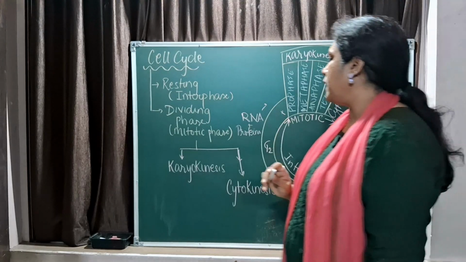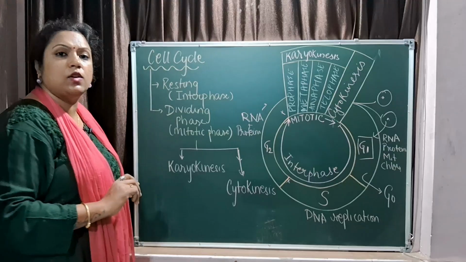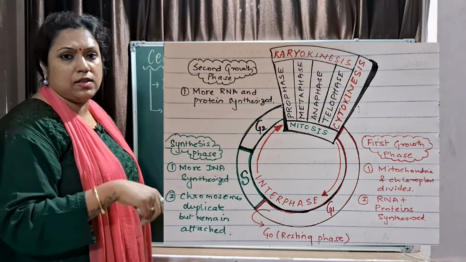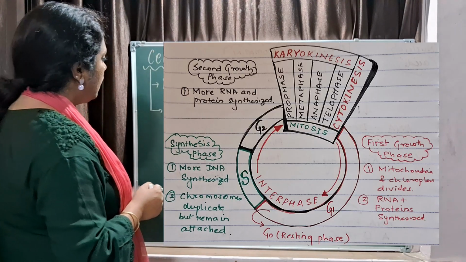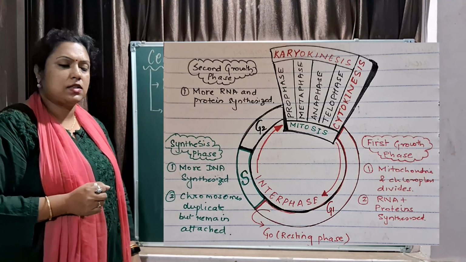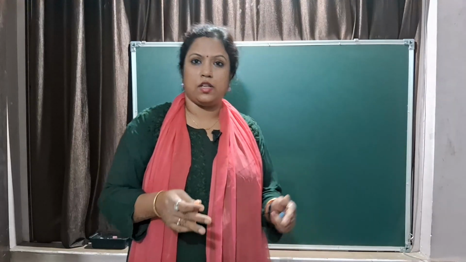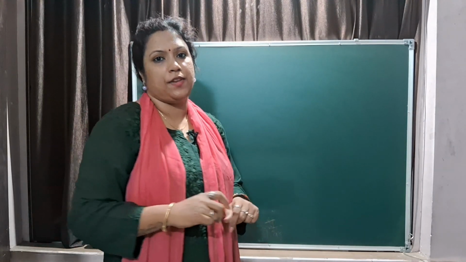Is that clear? Now, this is what the cell cycle looks like. You can take a screenshot. The diagram of this picture will be in the description. You can download it and use it for your studies. Is this clear, children? Please take a screenshot if you want. Let me rub it quickly.